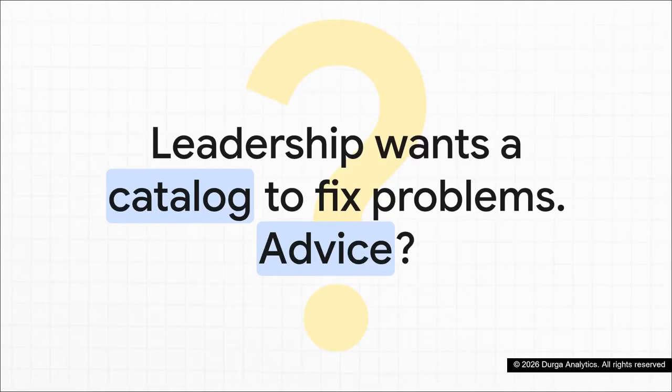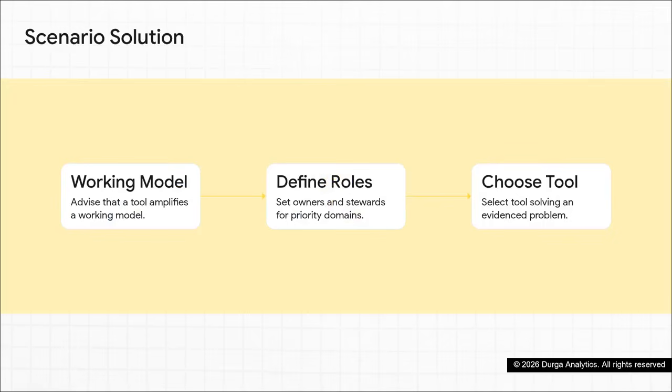Leadership wants to buy a catalog to fix our data problems. What do you advise? As a governance expert, when leadership demands a magic software bullet to fix deep cultural or data issues, how do you successfully guide them without just coming across as a roadblock? Here is how you nail that answer using our core principles.